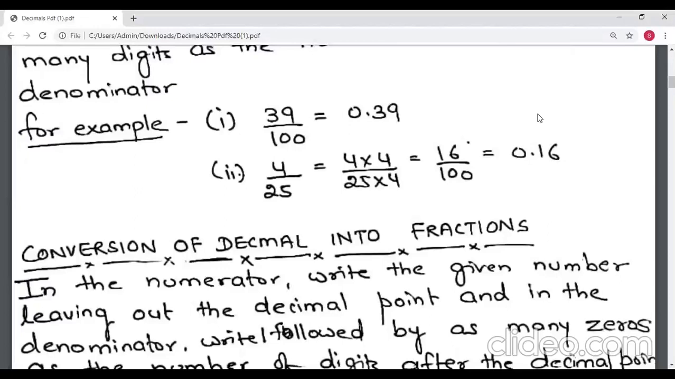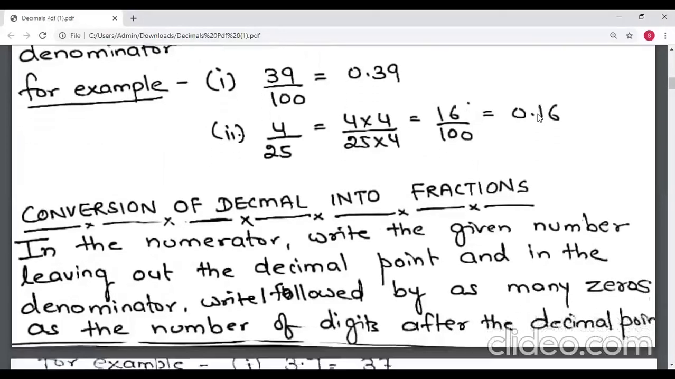Second example is 4 upon 25. In this example, we will try to make the denominator a multiple of 10. So we will multiply 25 by 4, and the numerator 4 will also be multiplied by 4. We'll get 16 upon 100. Now, two zeros are given in the denominator. So we'll shift the decimal point from the left, giving 0.16.